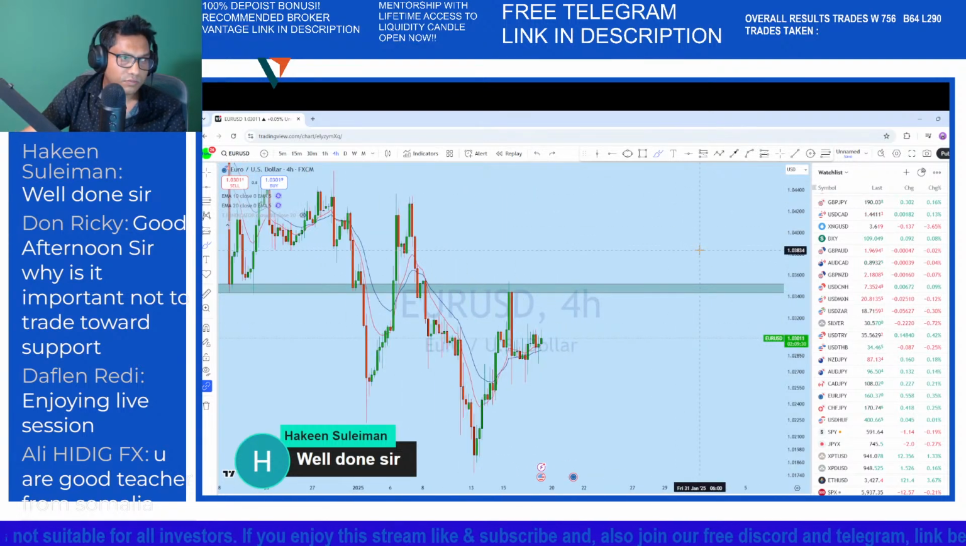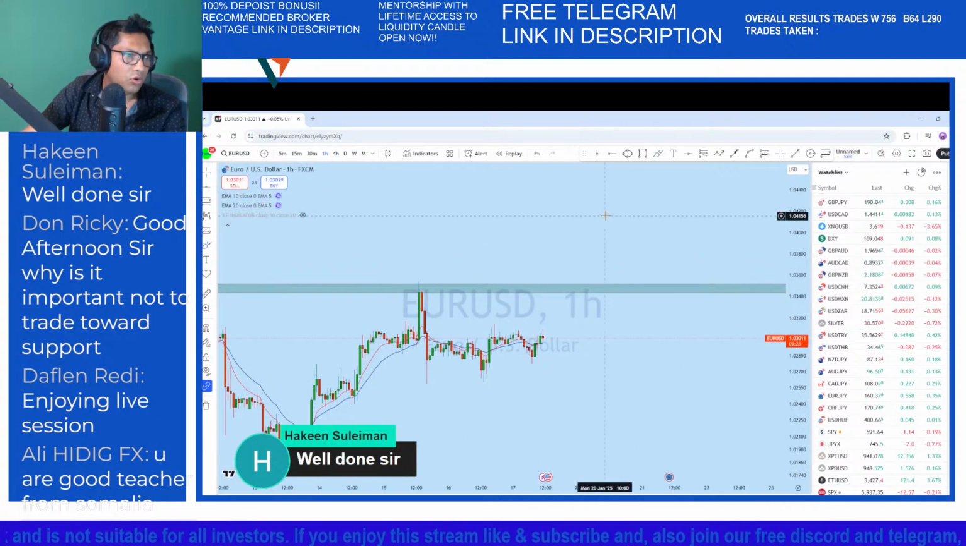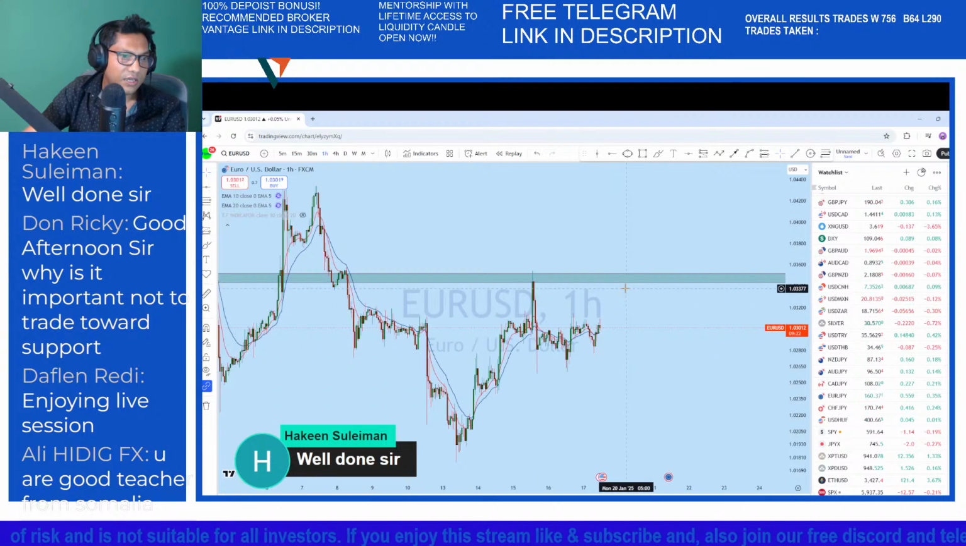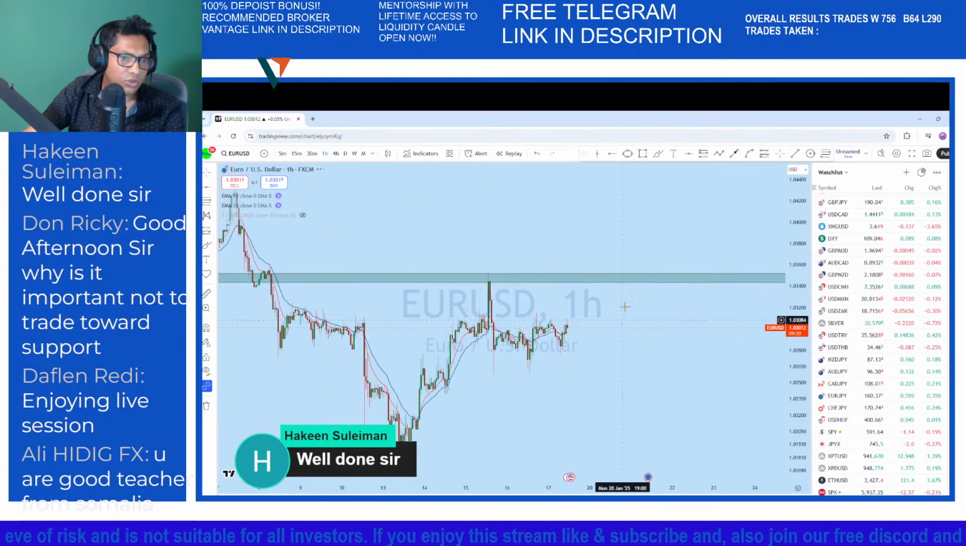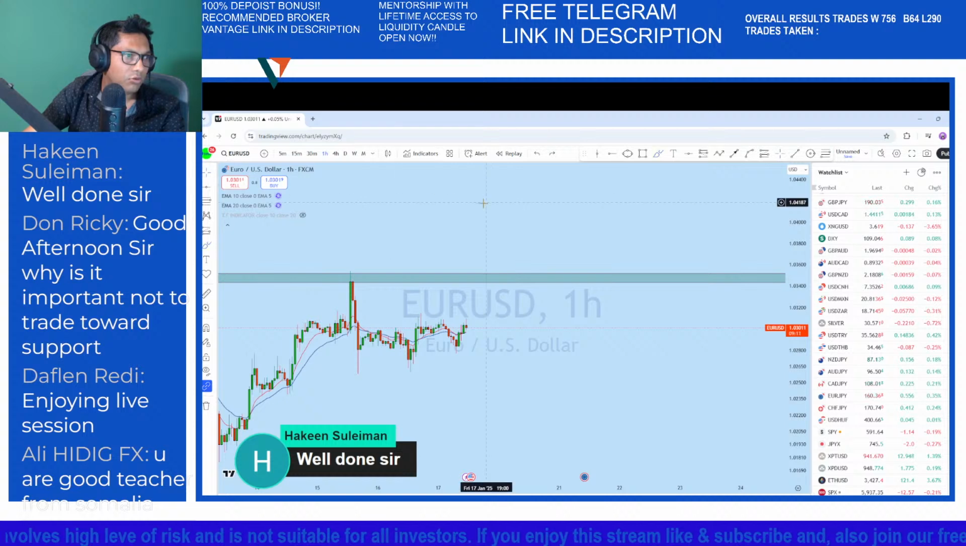From the lower time frame perspective on euro dollar, we will be looking to see if there is any entry. What I think on EUR/USD is that we can expect this price to retest and then return back again to create a new lower low on euro dollar.